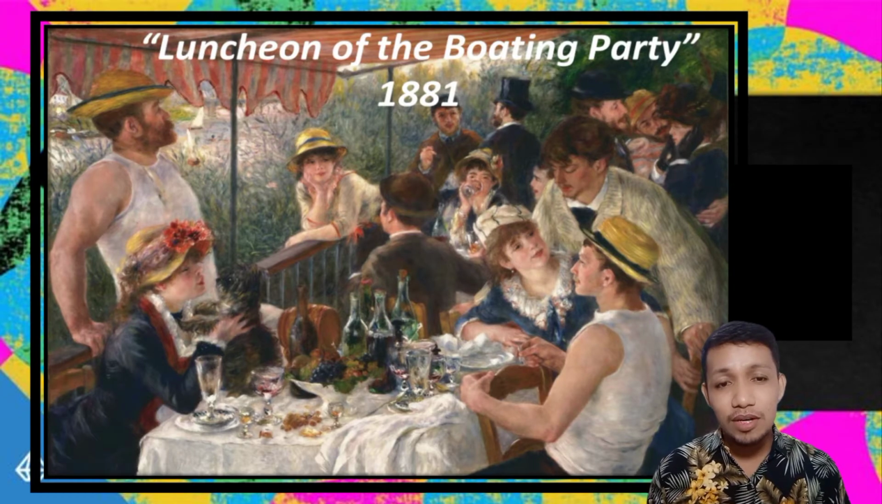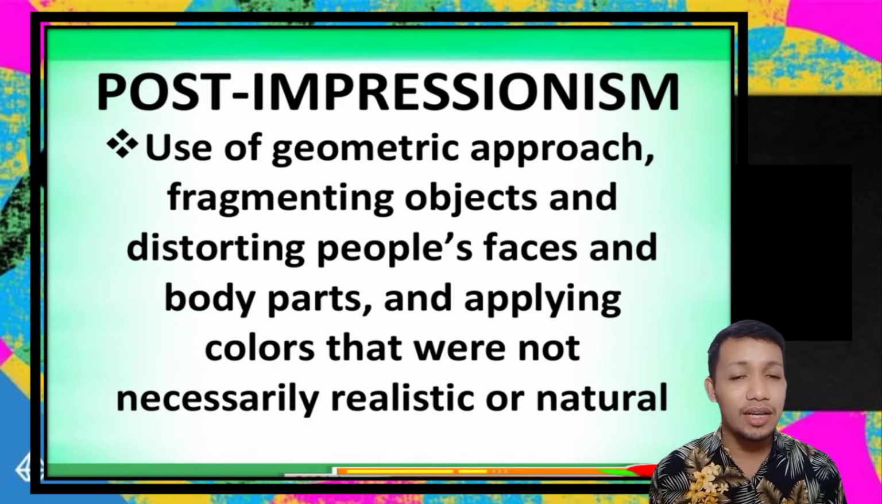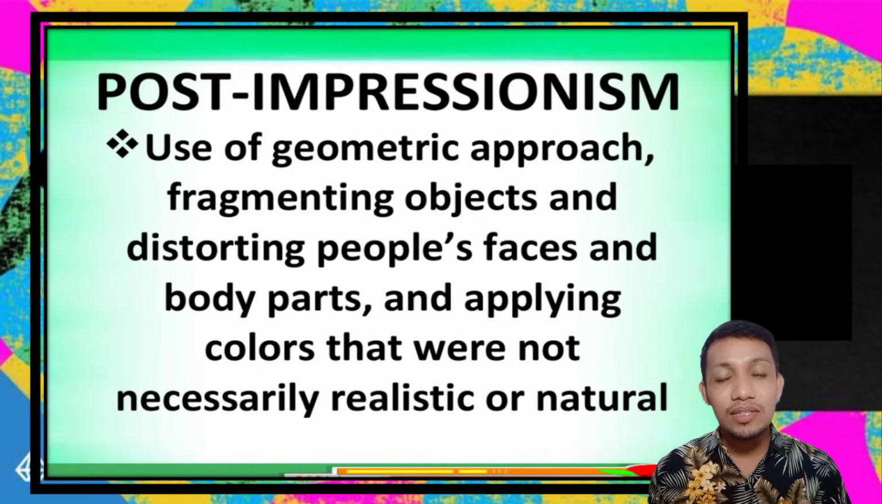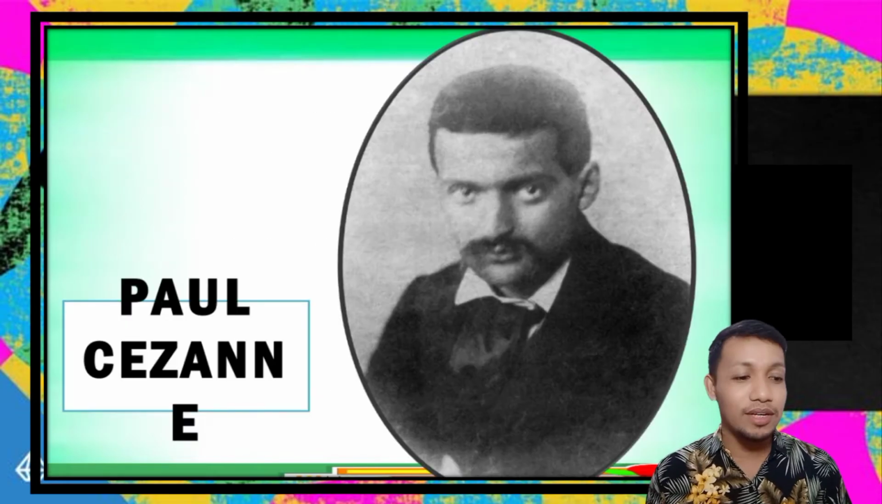And because of Impressionism, there is the birth of Post-Impressionism, which is a movement that happened after Impressionism. This is the use of a geometric approach, fragmenting objects and distorting people's faces and body parts, and applying colors that were not necessarily realistic or natural. Now let us study the artists behind Post-Impressionism.